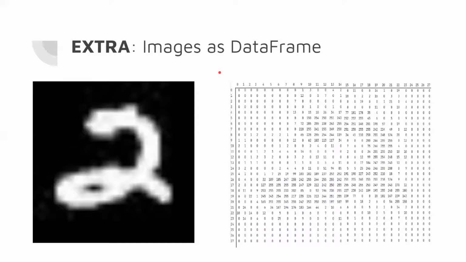Okay. And something interesting is that you can think of images as data frames as well. If you look here, you can see this 2 is represented by the pixel intensities in this data frame, where these are the rows and these are the columns.